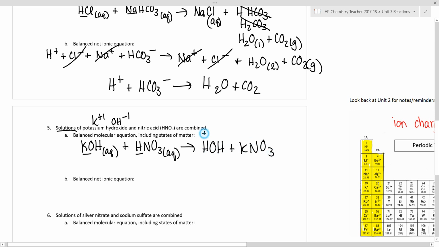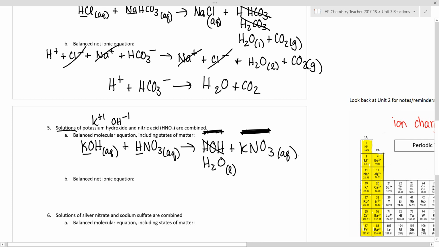I'm going to look at charge. H is +1 charge. OH is -1, so no subscripts needed there. K is +1. NO3 is -1, so no subscripts there. And I might also say, hey, HOH, that is actually H2O. That's water. So filling in states of matter, you want to recognize that water is going to be a liquid. And then this is a nitrate, and we know nitrates are always soluble, so that's going to be aqueous.